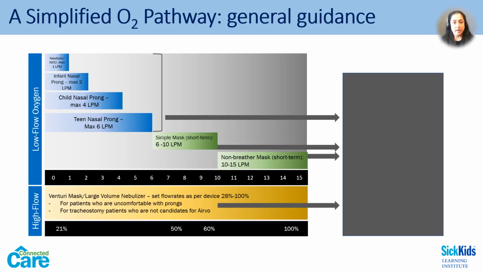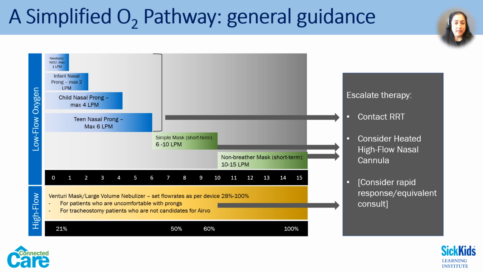To summarize low and high flow systems, this is a helpful slide showing our simplified oxygen pathway. And to highlight again, please note the nasal prong limits in Paediatrics. Also note that we would still use a high flow mask if that is more comfortable for the child. And again, the simple mask and non-rebreathers are generally used for short term. When escalating therapy, contact respiratory therapy, consider a heated high flow nasal cannula system, and also consider a consult to the rapid response team or the equivalent at your facility.